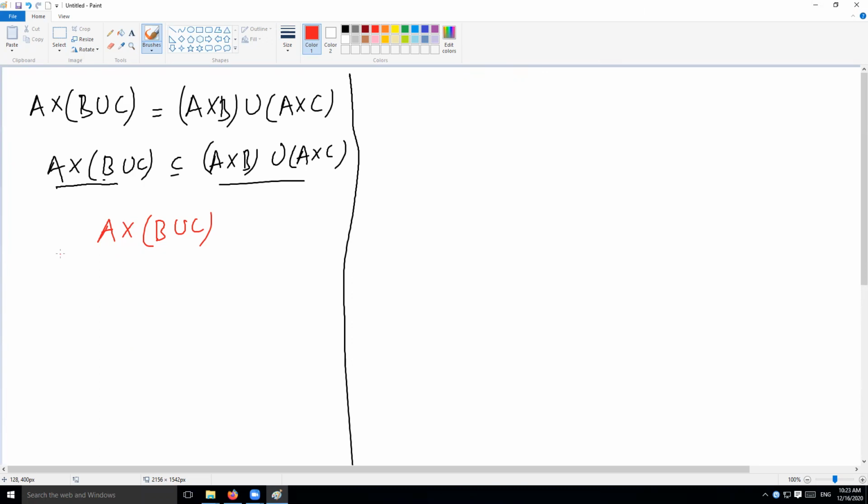Ordered pairs. So let's take an ordered pair XY that belongs to A cross (B union C). Now by definition, what does this show? This shows that X must be in A and Y must be in B union C, right?